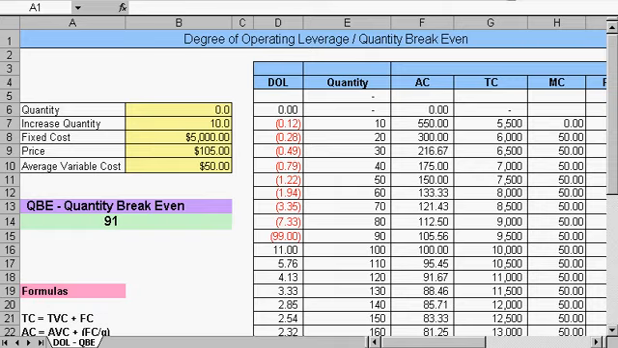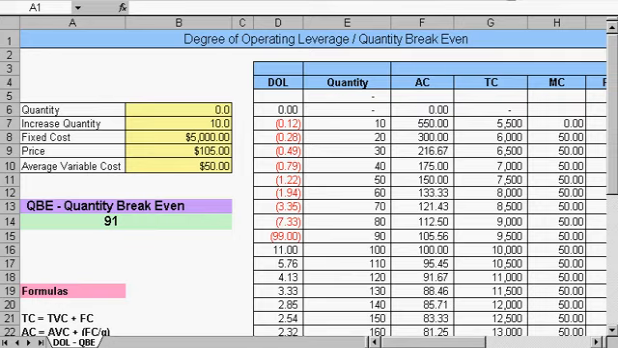In this spreadsheet, we're going to take a look at the basic costs and revenues with economics. We're also going to calculate the quantity break-even and the degree of operating leverage. Break-even quantities and degree of operating leverage are affected by the relationship between fixed and variable costs. Degree of operating leverage, DOL, tells you how sensitive a firm's profits are to change in sales. Our calculations show that a higher price will reduce the amount of output needed to break even.